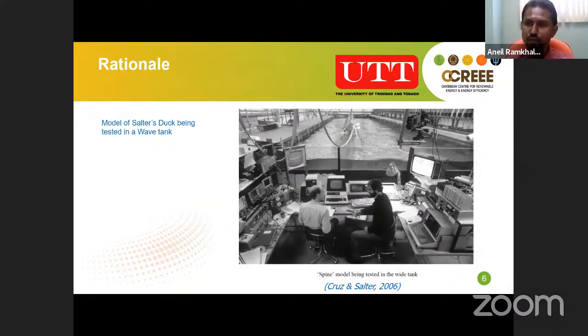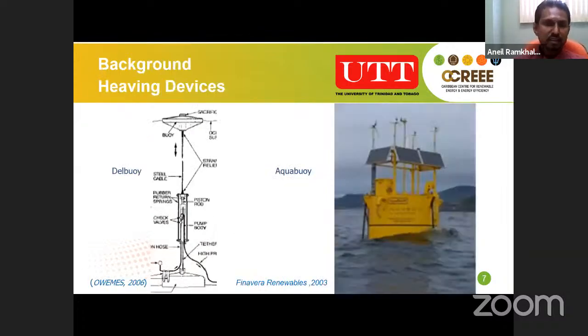This next slide here shows a testing facility, right? Wave tank testing, Salters Dock. Now, you can see how large the area is that is required for the wave pool. There's a lot of instrumentation required and a lot of cost associated with that, right? And again, we don't have access to that in this part of the region. And the devices that we are looking at, again, are heaving devices.